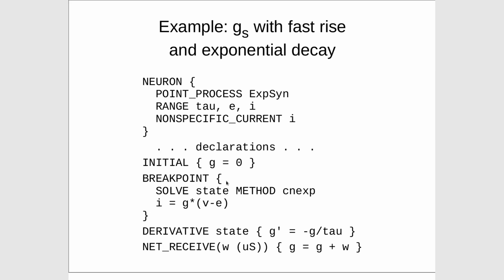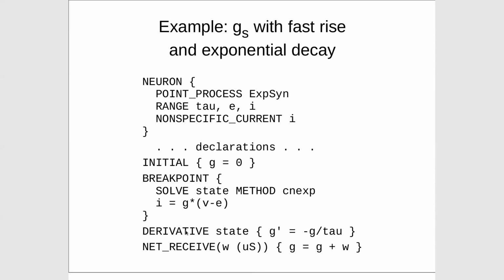An initial block says that when this synapse is first initialized, its conductance is 0. It's off. The breakpoint block says, where's the bag of equations that we solve? Where's the ODE that we solve, and what method do we use to solve it? And then how do we calculate the current generated by this thing? The breakpoint block really should be called the currents block, but for historical reasons, it's called the breakpoint block. But this is where you put equations that calculate a current that's generated by your mechanism.